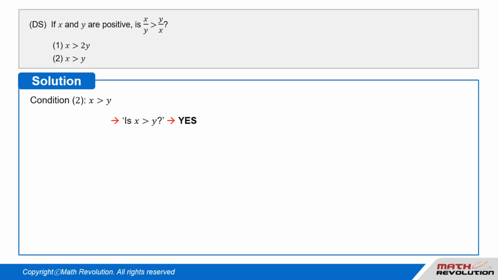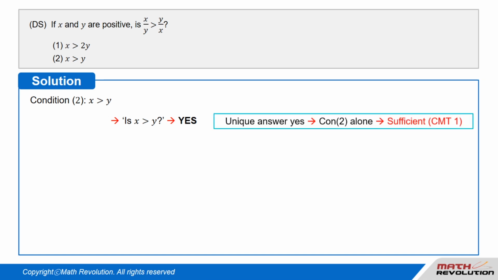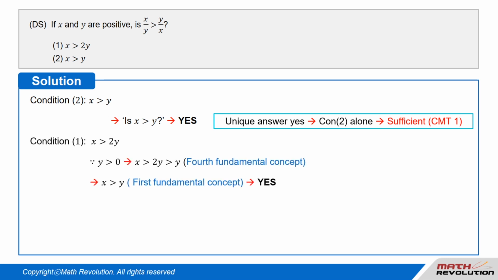It tells us the answer yes to the question, is x greater than y? And the answer is a unique yes. So the condition is sufficient according to CMT1, which states that the answer will be in terms of a unique yes or no. Condition 1 tells us that x is greater than 2 times y.